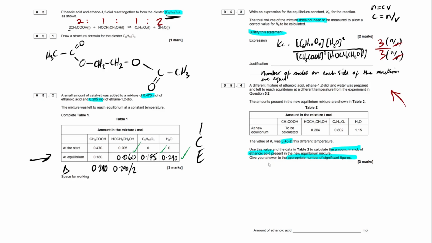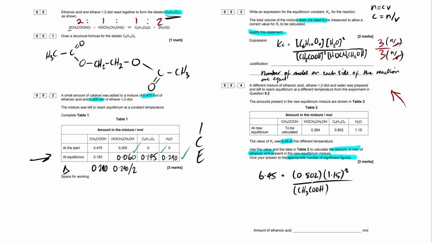Easy peasy, let's go. So what I'm going to do is write all our variables out, with the original Kc expression, and then just rearrange it, and then hopefully you guys can follow along. So it's going to be our 6.45, that's our Kc value, equals 0.802, and then our water 1.15. Square that guy up, all over our calculated value, so I'm going to put CH3COOH.